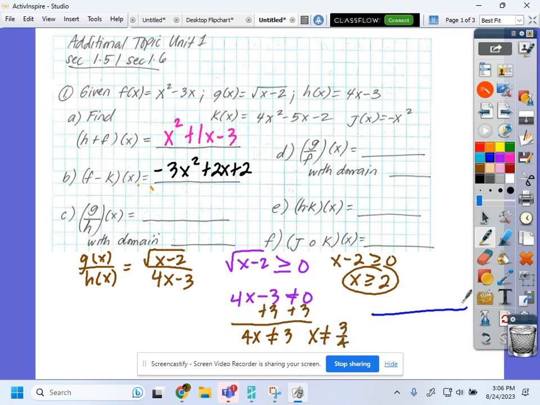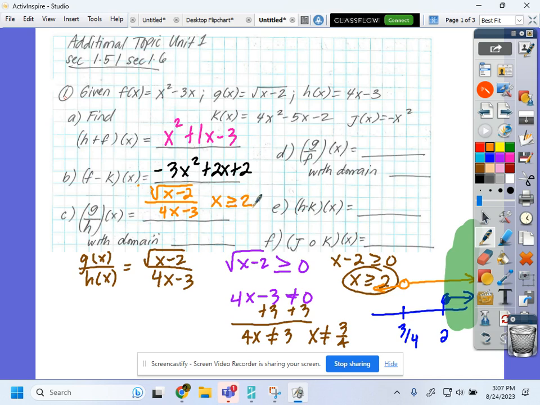So if you graph it, this is the 3/4. This is the 2. The 2 is going to the right side, while the 3/4 is covering the entire graph except the value of 3/4. Where does the graph overlap? The overlap is right here. So in other words, the answer here will be the square root of x minus 2 all over 4x minus 3, but the domain must be x is greater than or equal to 2.